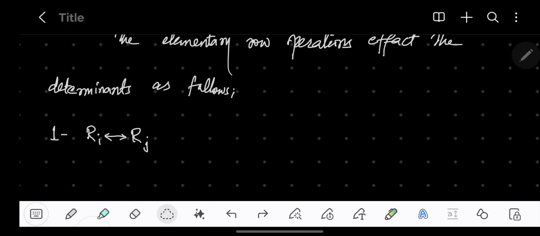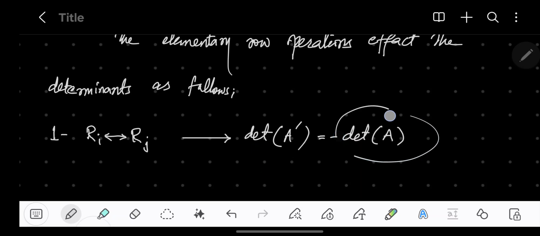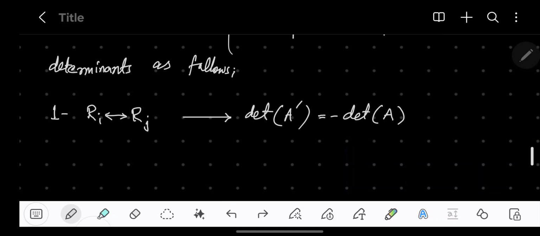If we swap the rows in the elementary row operations, as you can check, then the determinant of the new matrix after this operation is equal to the determinant of the original matrix times negative one. Whenever you swap the rows, the determinant will be negative. This is the rule you have to memorize. Look at the second rule.